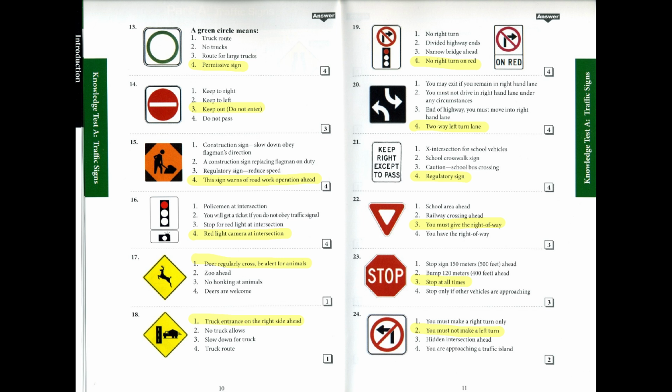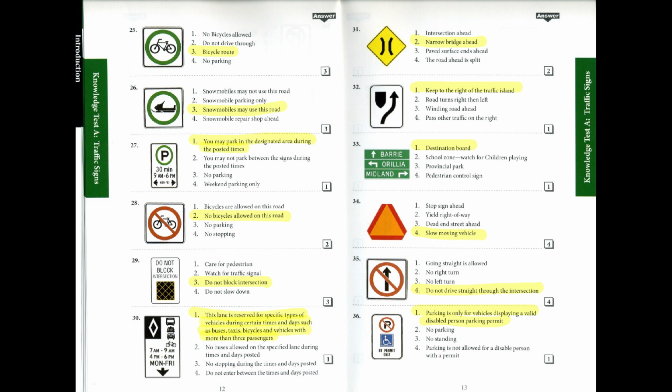Number 23. Stop at all times. Number 24. You must not make a left turn. Number 25. Bicycle route. Number 26. Snowmobiles may use this road. Number 27. You may park in the designated area during the posted times. Number 28. No bicycles allowed on this road. Number 29. Do not block intersection.